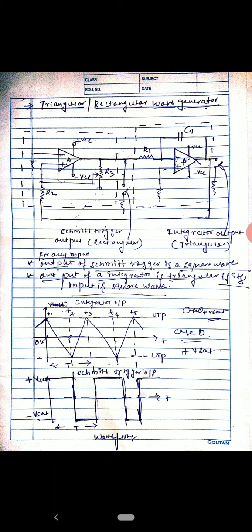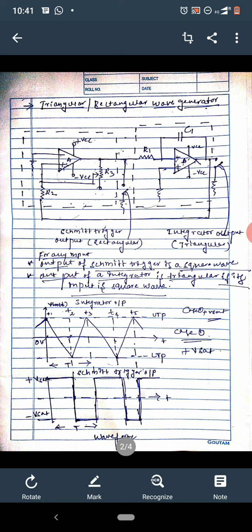So here you can see the output of the Schmitt trigger is given to the input of the integrator circuit, that is a square wave output is given to the integrator, and the output of the integrator, that is a triangular wave output, is given as a feedback to the input of the Schmitt trigger. So like this you can generate triangular and rectangular waves, and even the points where we are taking the outputs from both the circuits are marked clearly.